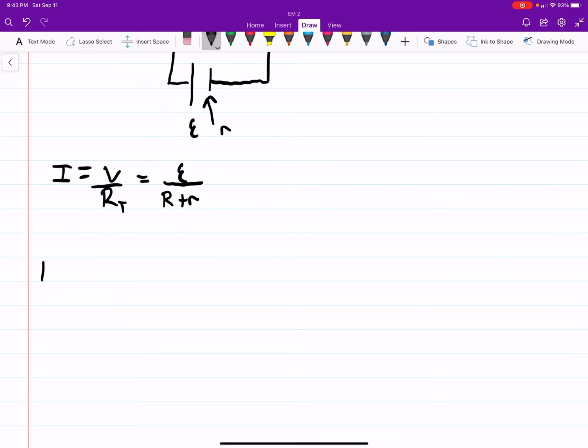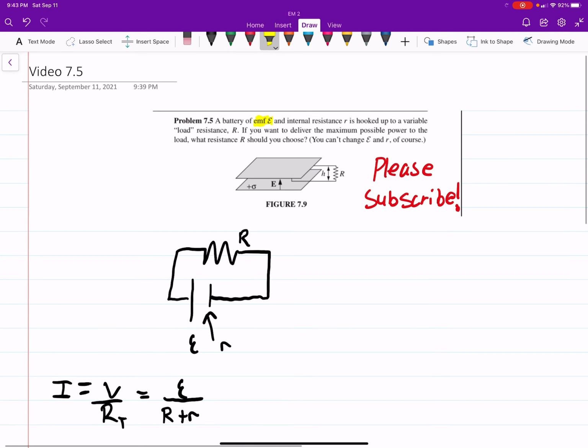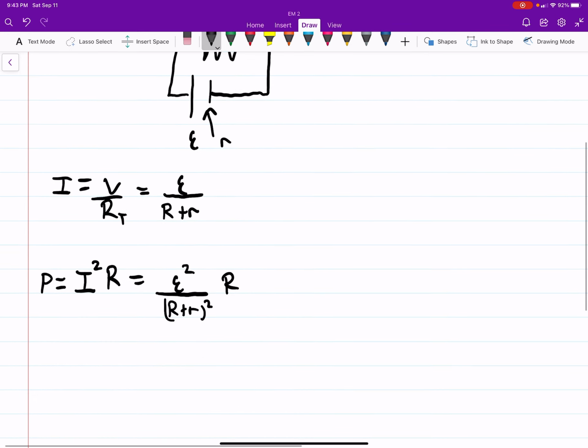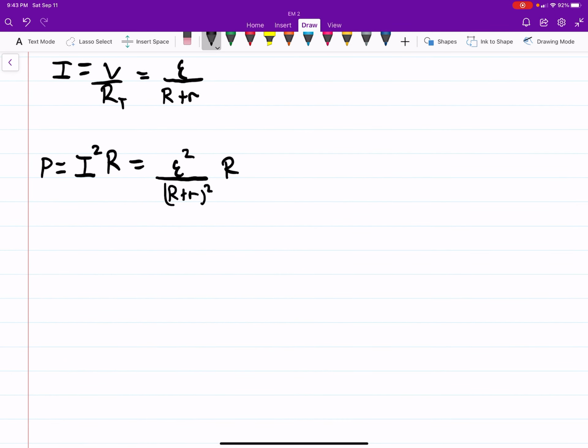And then we need to remember our power equation, which is that P equals I squared R. Or, in this case, epsilon over big R plus little r, squared, times R. I don't know if we would call it epsilon, but whatever. So that's our power equation. Whenever you see the word maximum in physics or math or wherever, you should think of derivatives like we did in Calc 1.